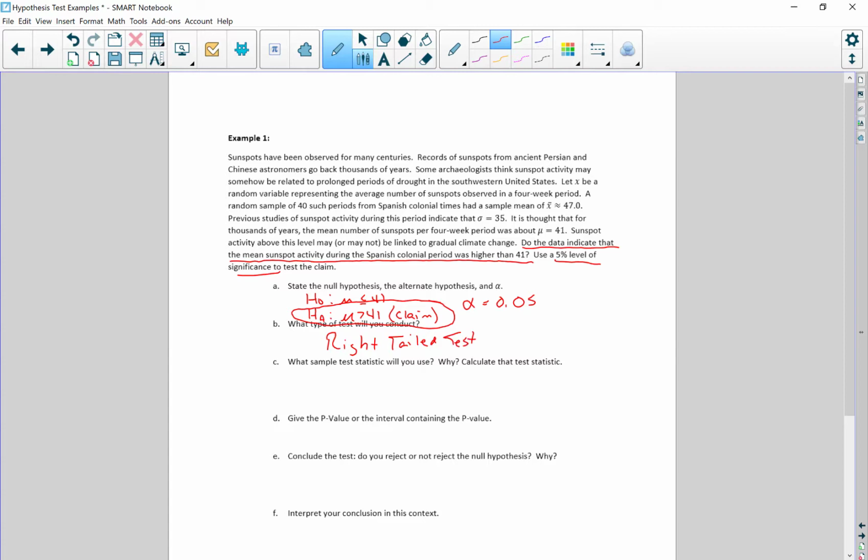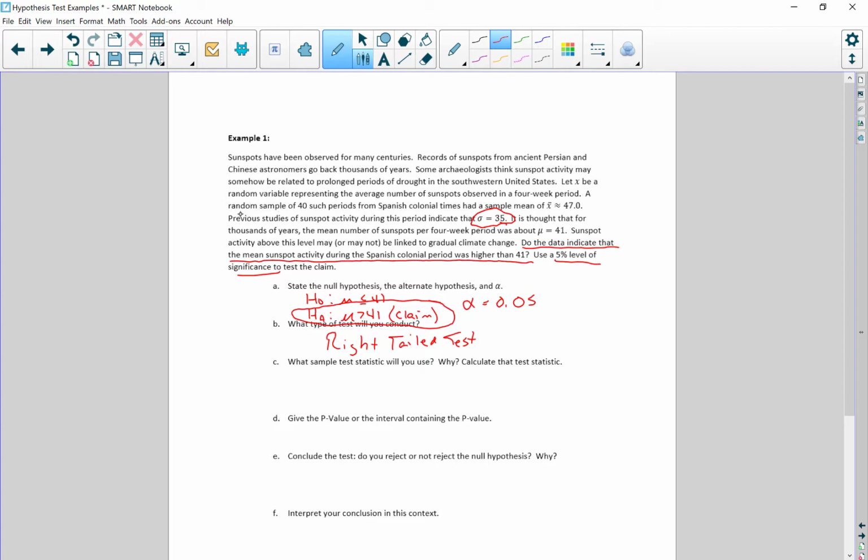Next, we need to figure out what sample statistic we are going to calculate, and then actually calculate it. So in this case, let's figure out what information we have. Remember, it's determined based off of whether we know sigma or not. If you know sigma, for the purposes of our class, you can automatically assume you're going to use z. But just to check, it also has to meet the requirements of the central limit theorem.